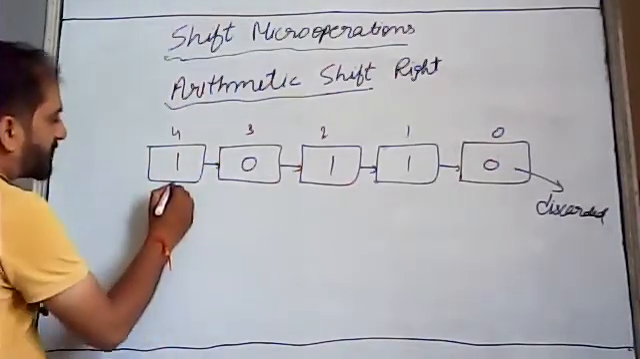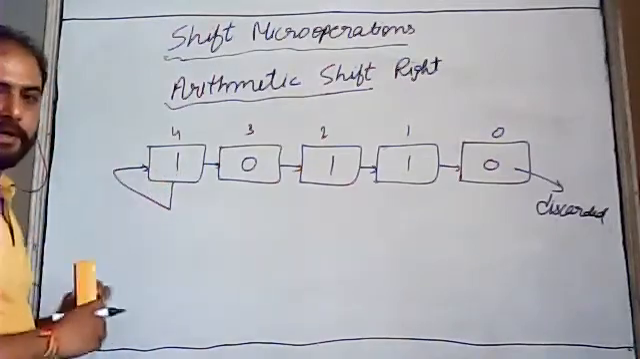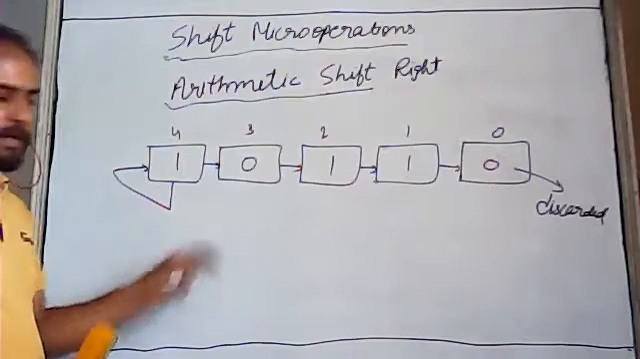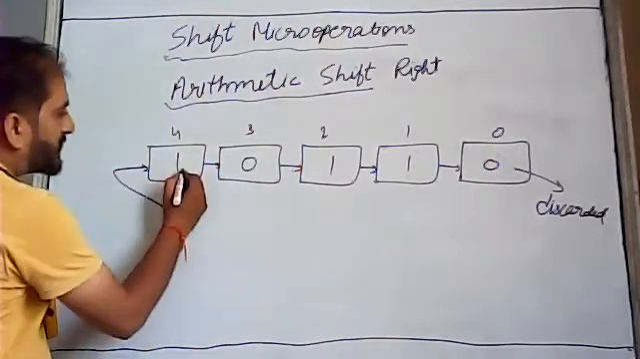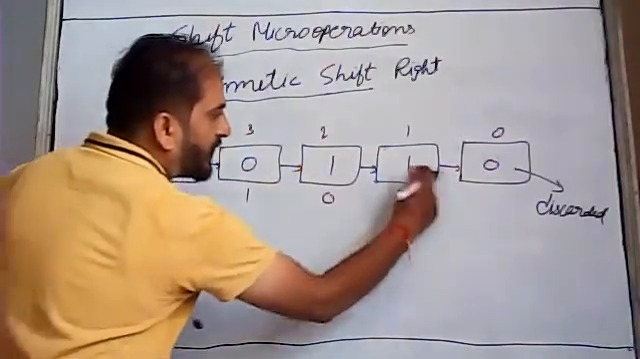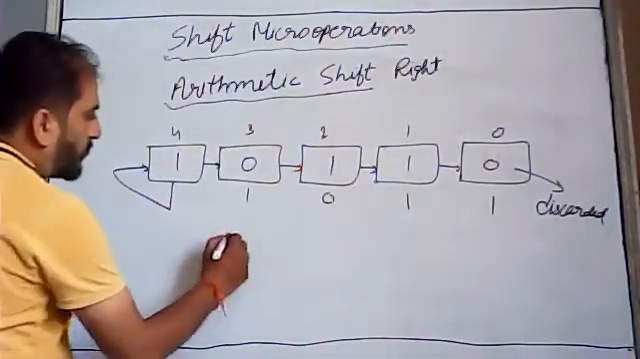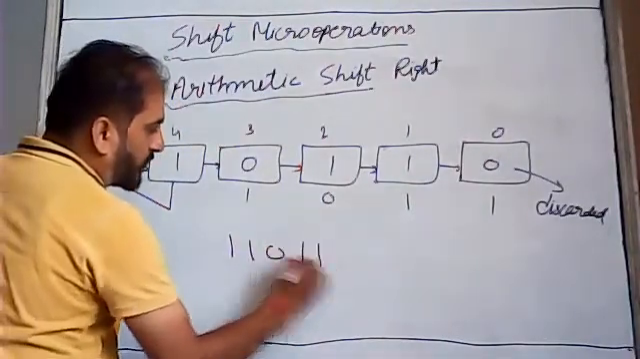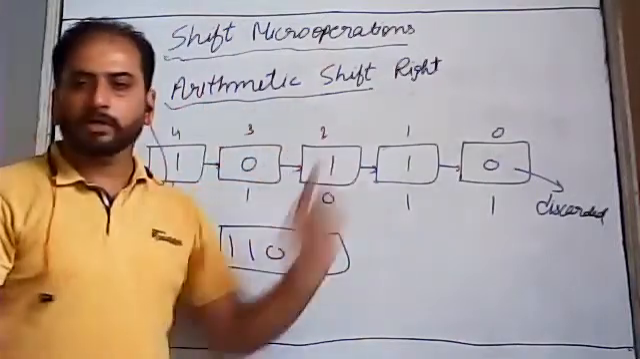So this bit remains unchanged. This will become here, this will go here, and it also moves to the next position. This bit is shifted here, this one shifted here, this one shifted here, and this one shifted here. So the output is 1, 1, 0, 1, 1. This is the output of the arithmetic shift right.